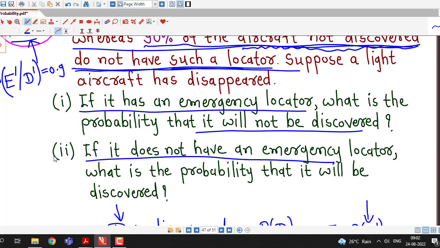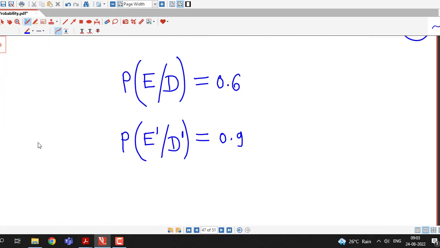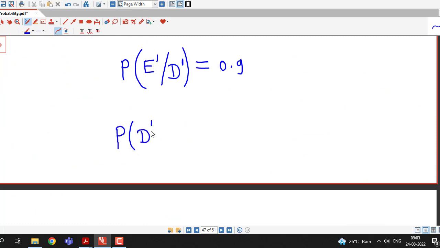Now using this information, we are asked to find these two probabilities. If it has an emergency locator, that is, event E occurs first. Suppose an aircraft has an emergency locator, what is the probability that it will not be discovered? That is, we have to find the probability of D dash given E. Similarly, if it does not have an emergency locator, that means E dash occurs. What is the probability that it will be discovered? That is, the probability of D given E dash. So we have to find the probability of D dash given E and the probability of D given E dash.